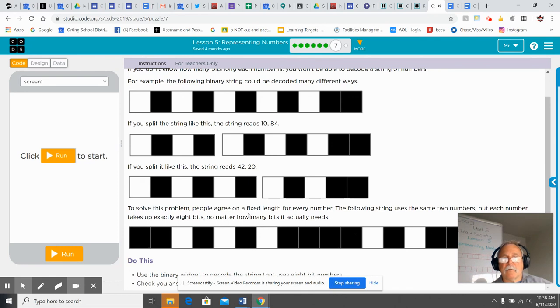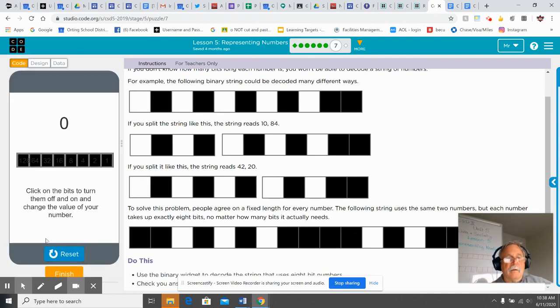To solve the problem, people agree on a fixed length for every number. The following strings have the same 2 numbers, but each number takes up exactly 8 bits, no matter how many bits it actually needs. So do this: use the binary widget that uses 8 numbers. Up here, click on the bits to turn them on and off.